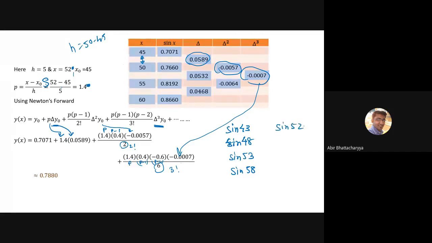Will it be the same as 0.7880, or will it be a different one? Can anyone explain to me, and if it is different, why? Are you getting my point, all of you? If I change the x values or data sets, and I'm estimating the value of sine 52 degree, will we get the same results or some different result? Please answer me on the chat box.